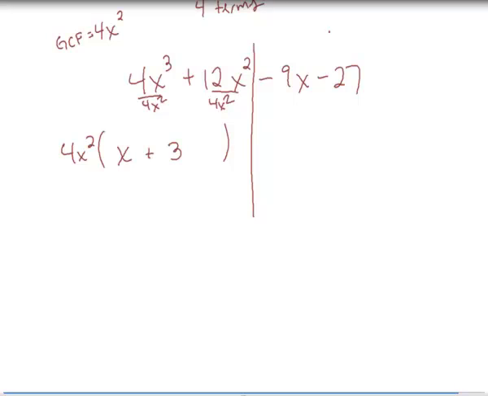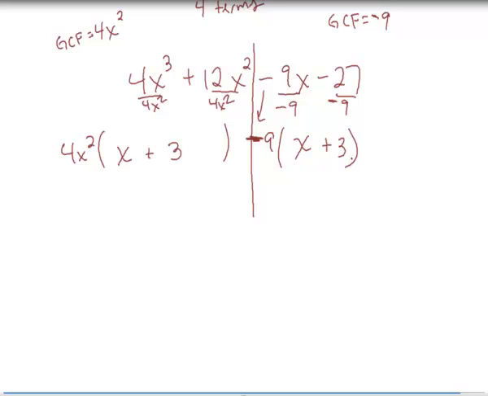Let's go look at the right side. What's the GCF on the right side? 9. And whenever that first one is negative, we want to work with that negative, so it'll be negative 9. So I'm going to divide it out from both of these. Negative 9x divided by negative 9 is positive x. Negative 27 divided by negative 9 is positive 3.